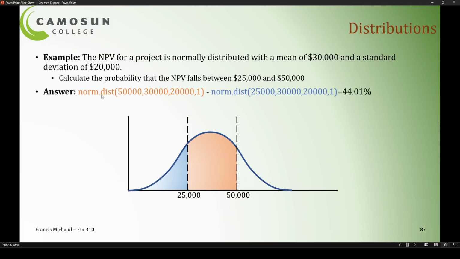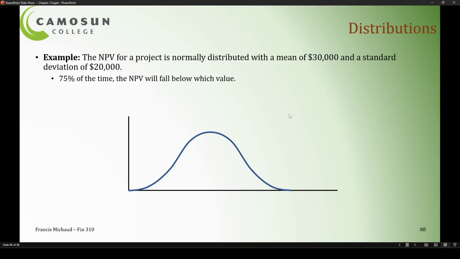Well, we can easily do that in Excel. I use the norm.dist function, evaluated at 50,000. That's going to give us the whole orange area. The mean is obviously 30,000 and the standard deviation 20,000. And then I subtract the area below 25,000. So I use norm.dist, evaluated at 25,000. And that gives me 44.01%.